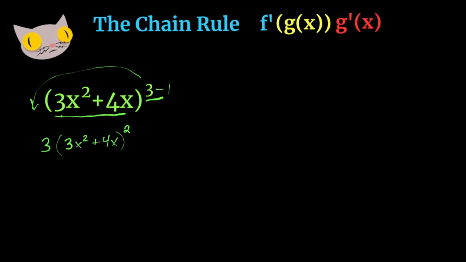Now we take the derivative of the innermost function. So again, we have to use the power rule. We'll put it in these parentheses. So 2 times 3, that's 6. x, 2 minus 1, that's 1. So x to the first power. Plus 4.